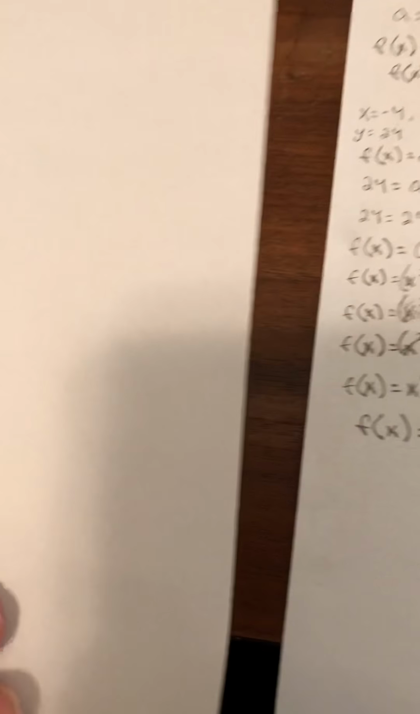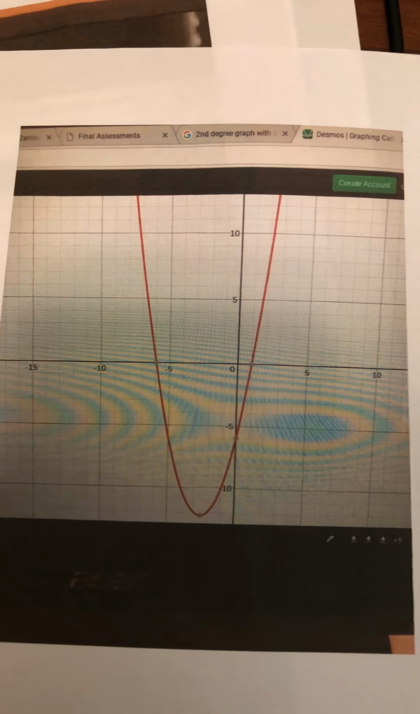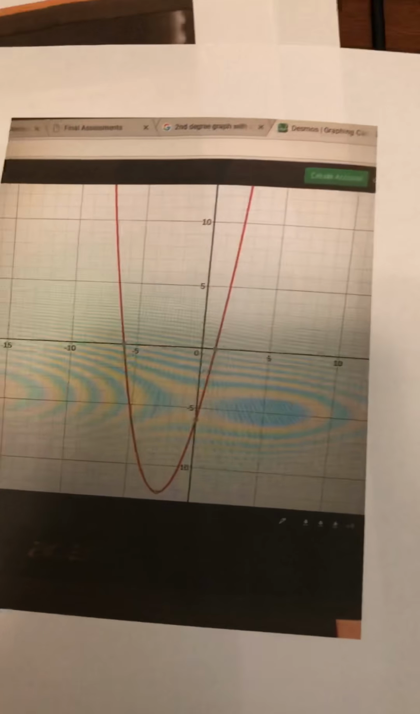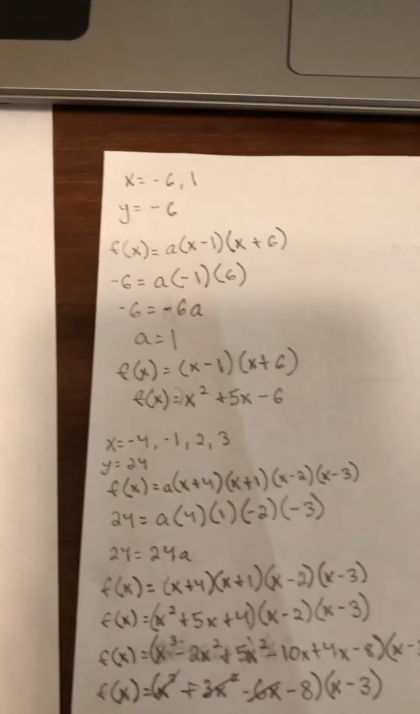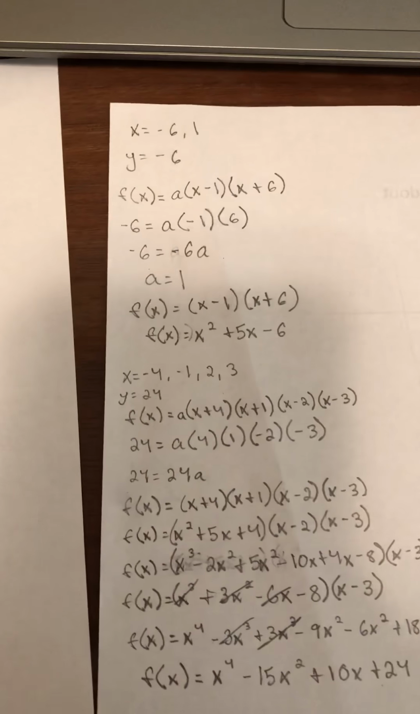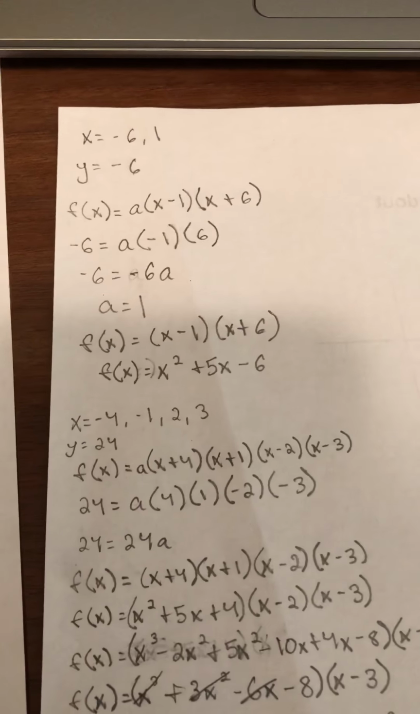Alright, so now we have our second degree graph. Our x values here are -6 and 1, and our point given to us is 0, -6. So we put in f of x equals our placeholder a times x minus 1 and x plus 6.